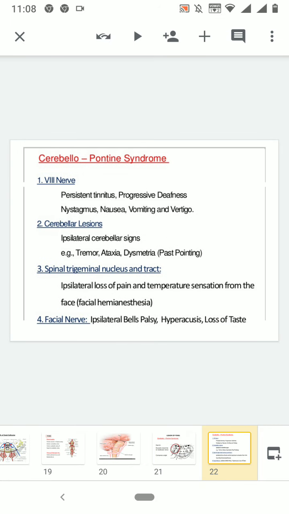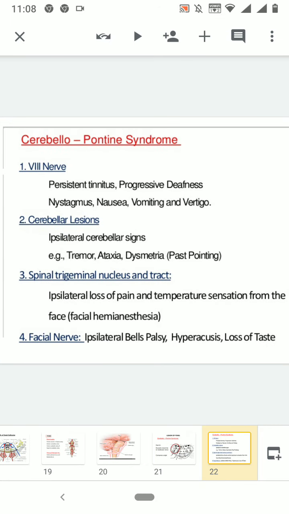Okay, so what will happen is it will compress the 8th cranial nerve. Definitely the 8th cranial nerve will be involved in acoustic neuromas, and you have persistent tinnitus and progressive deafness. Remember that the vestibulocochlear nerve is related to hearing and balance. So tinnitus, deafness, vertigo will be there, nausea, nystagmus.